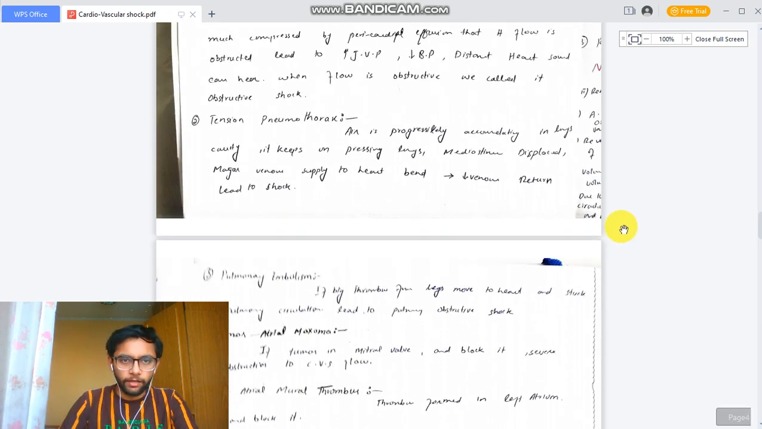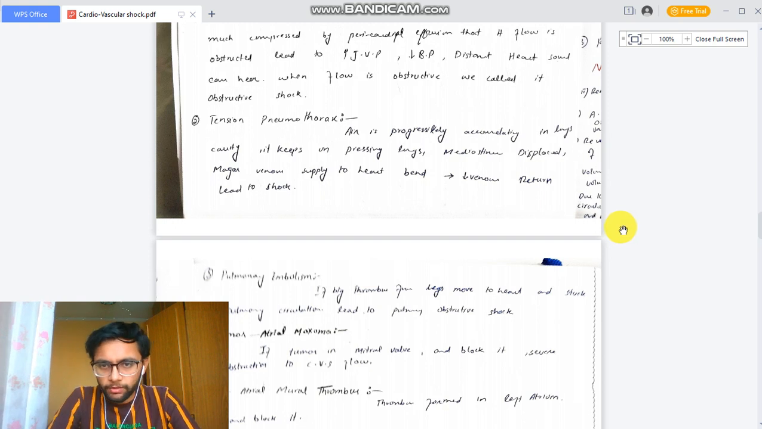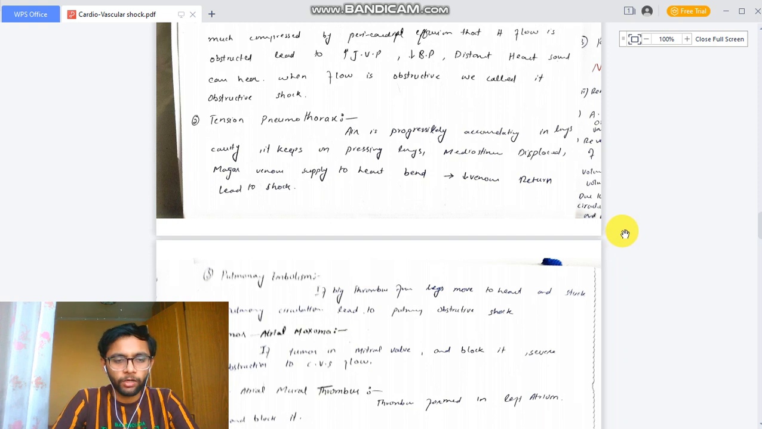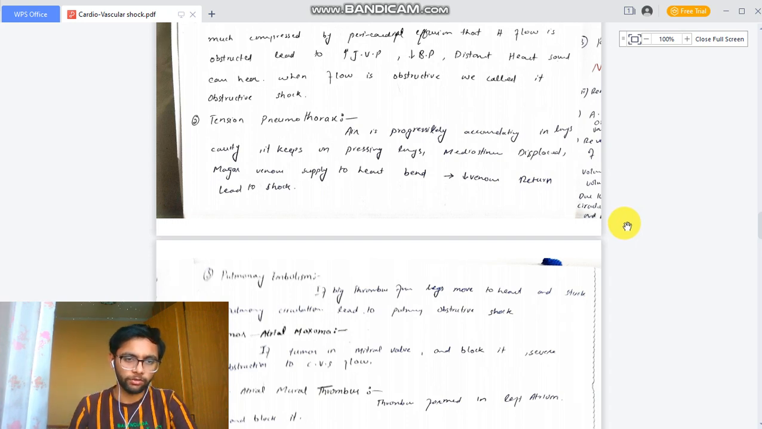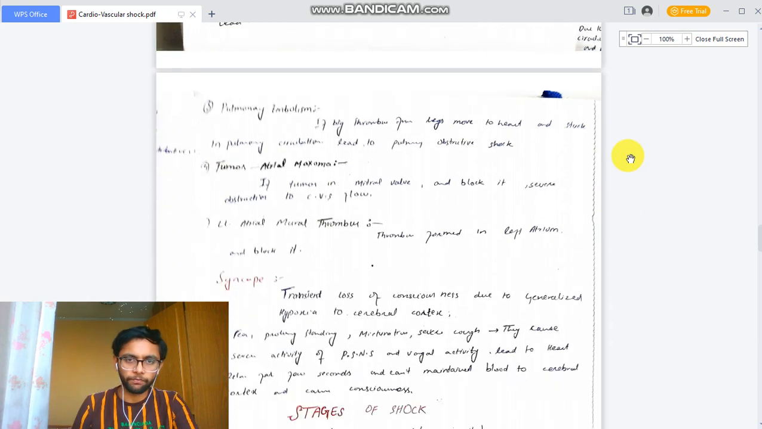Second, there is tension pneumothorax. Air is progressively accumulating in the lung cavity and keeps up pressure in the lungs. The mediastinum is displaced and the major venous supply to the heart is bent, decreasing venous return and leading to shock. For example, if there is more air in our thorax from the pleura or from the lungs, it compresses the arteries or veins around the heart and leads to decreased venous return. That causes obstructive shock.